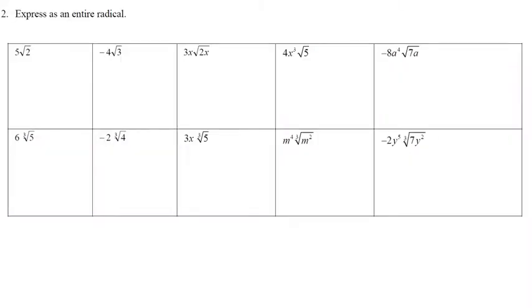Okay, we need to be able to change entire radicals to mixed radicals. That's what's known as simplifying. So this would be complicating, I guess. We will take this and express it as an entire radical. When do we want to do that?